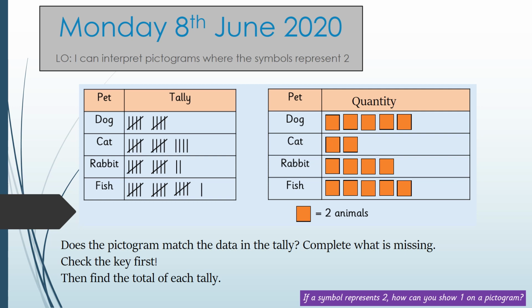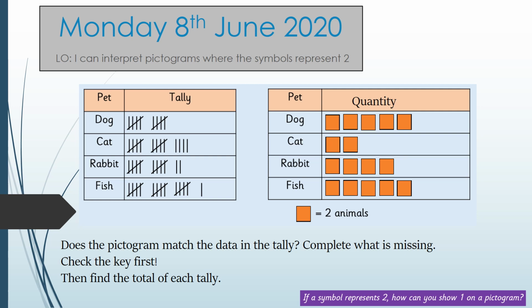It is part of the statistics that you started last week. Now, today we're focusing on pictograms where the symbols represent 2. So rather than one symbol representing 1, you've got one symbol representing 2 things. So you're going to have to remember to count in 2s.